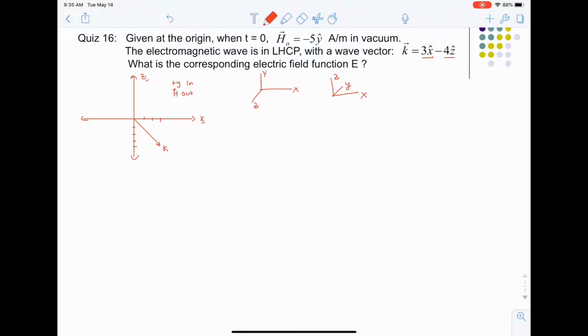Using the right hand rule, if we point our thumb in the direction of k and we curl our fingers in the direction of H, which is out of the board, when we straighten out our fingers, that will be the direction of E1. And it will point in this quadrant right here, quadrant 1. And so that would be 2, 3. Our x is going to be 4 and our z is going to be 3.